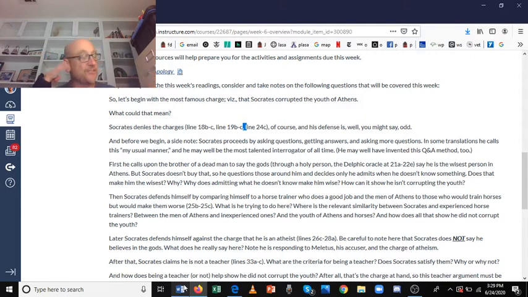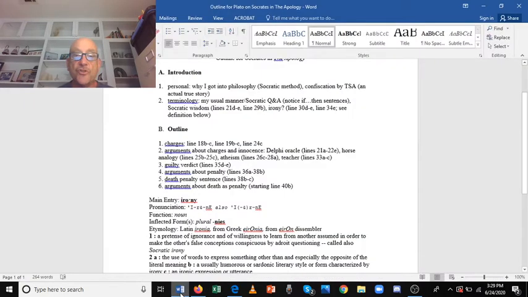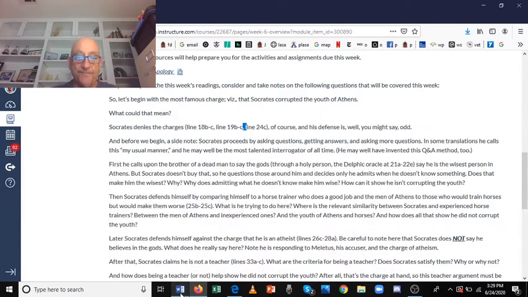So anyway, another Socratic defense, now we're ready to move on to the horse analogy, lines 25b to c. And if you've read this section, Socrates defends himself by comparing himself to a horse trainer who does a good job, and the people of Athens, men, as those who would train horses and make them worse. Now, what's the relevant similarity going on here? Remember from our PowerPoint from early in the semester, analogies work when they pick out a relevant similarity. So what's the relevant similarity?